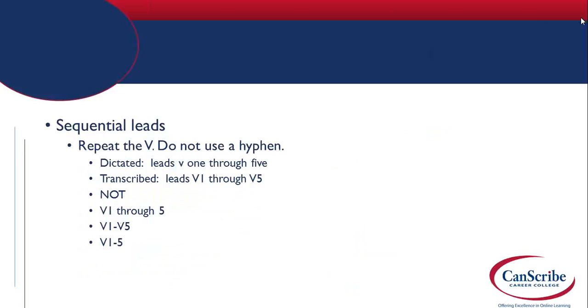Now, if you have what they call sequential leads, you want to repeat the V. You do not want to use a hyphen. So if he dictates leads V1 through 5, you want to transcribe it as leads V1, the word through, and then V5. Not V1 through 5, V1 hyphen V5, or V1 hyphen 5.